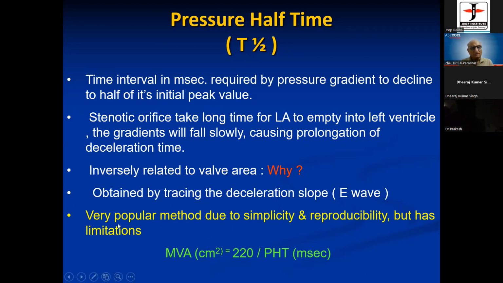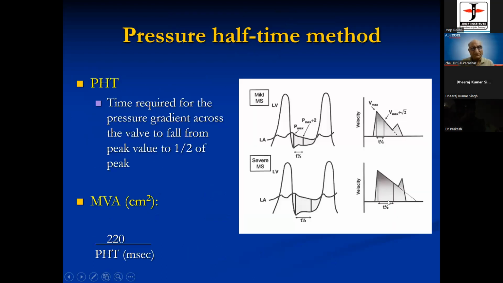Rather than getting into all this, the best is to use it. It is a popular method because of its simplicity and reproducibility, but it has certain limitations. And this is how it is done. For example, here we have shown you, you take a pressure half time, 220 by pressure half time, and you get a mitral valve area. So our duty is to get a good mitral valve area.